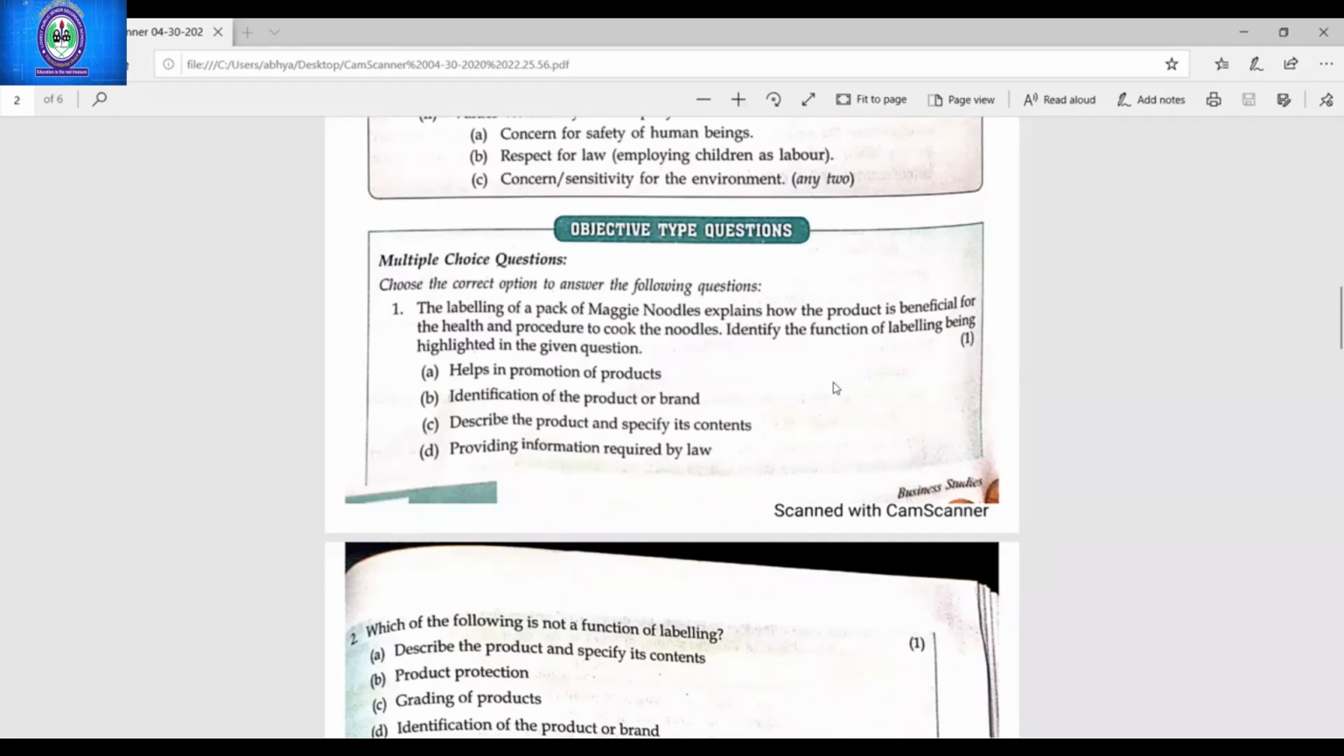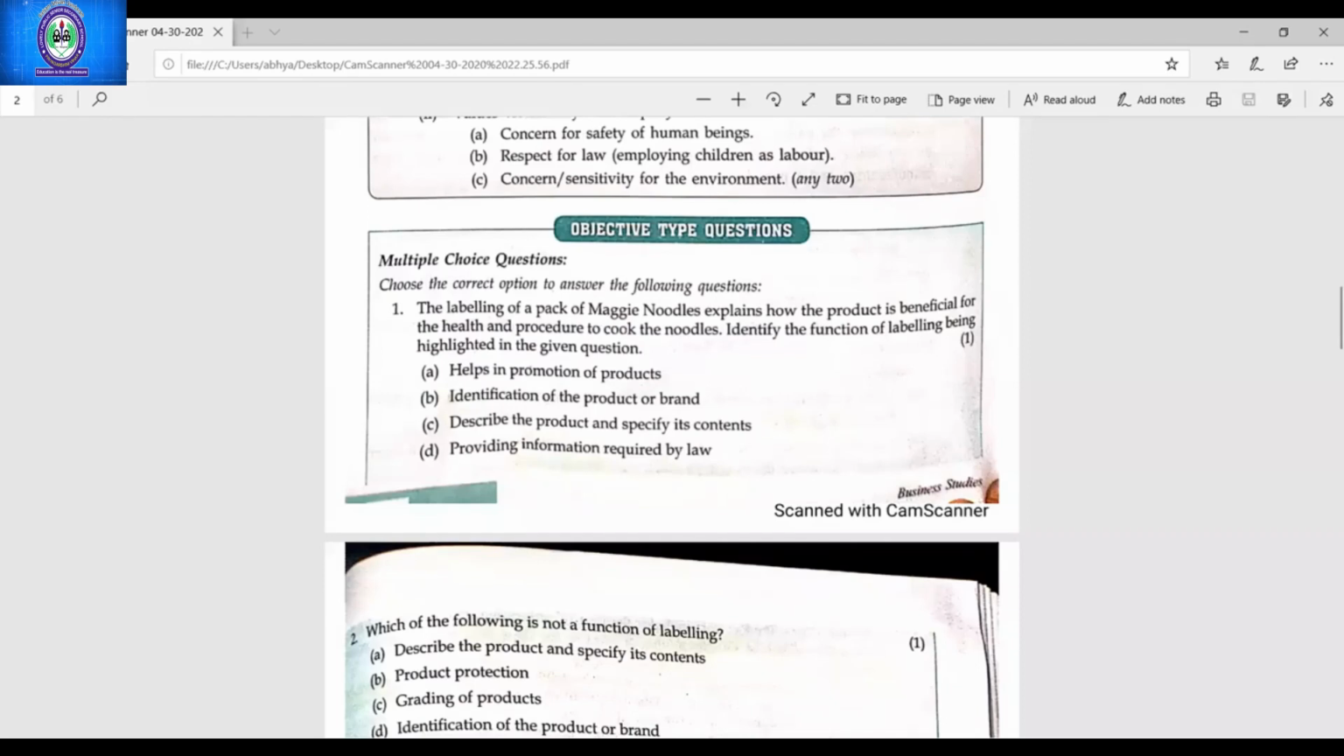The labeling of a pack of Maggi noodles explains how the product is beneficial for health and how the producer says to cook the noodles. Identify the function of labeling being highlighted in the given question. First, helps in the promotion of the product. Second, identification of the product or brand. Third, describes the product and specifies its content. Fourth, providing information required by law. Yes. Tell me, what is the answer?